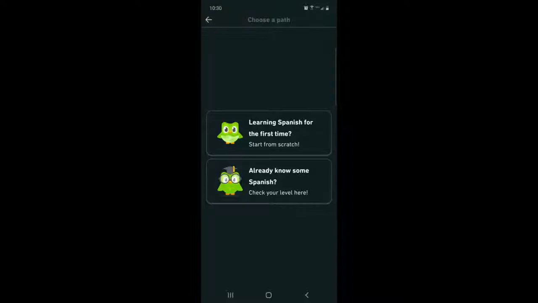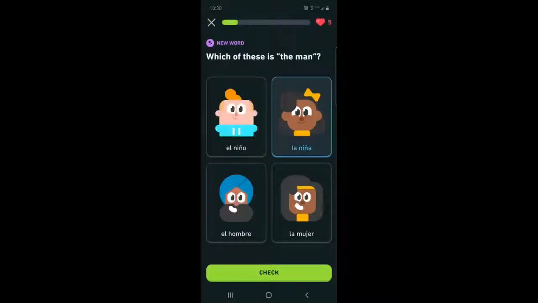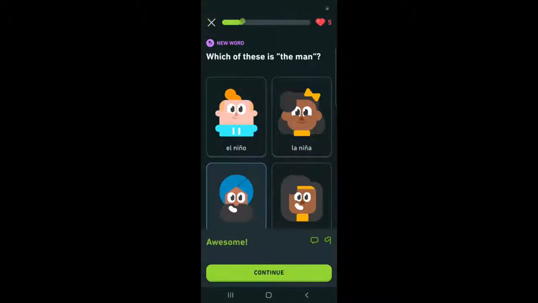Spanish for the first time. All right, let's do that. Start from scratch. La niña. Which one of these is the man? Which one is the man? El hombre. All right, check. Check. Awesome. All right, continue.